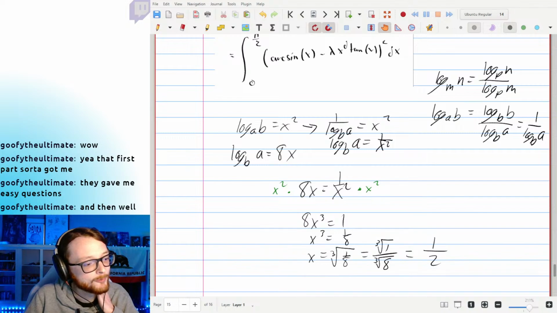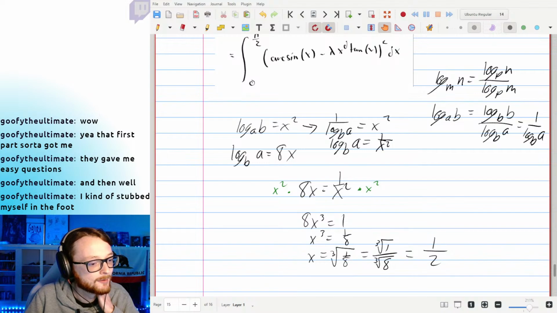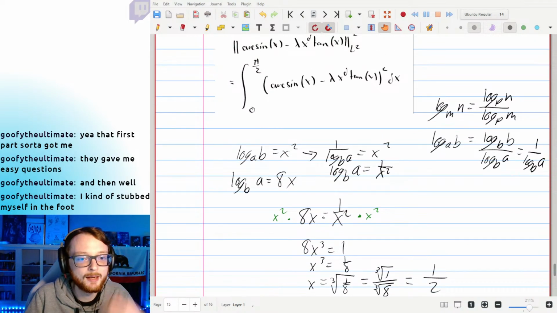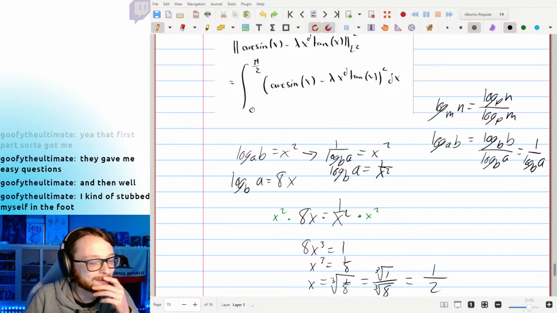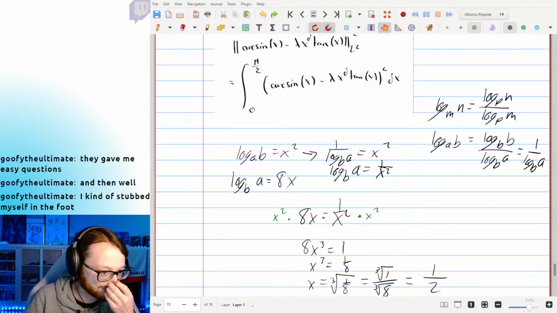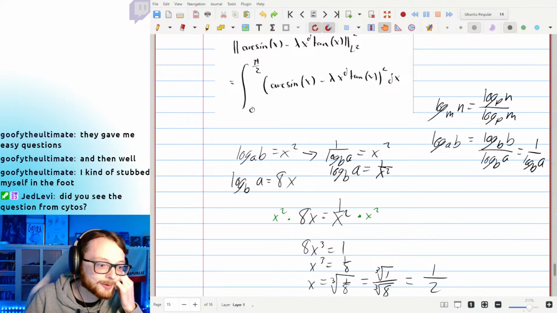Territory, is a numerical solution to the optimization problem sufficient? I guess it's up to Papadoria. I would have trouble doing anything at all with this integral too, so I don't blame you. I did see the question from Cytos, and I have no inclination to actually do it because I have no clue how.